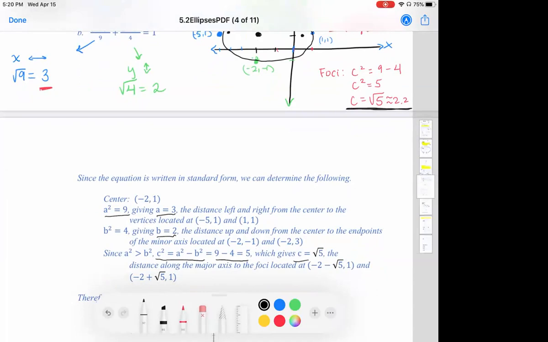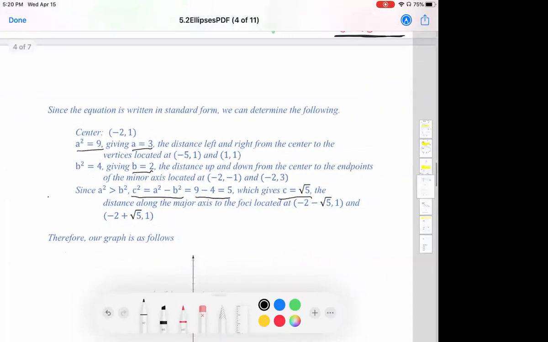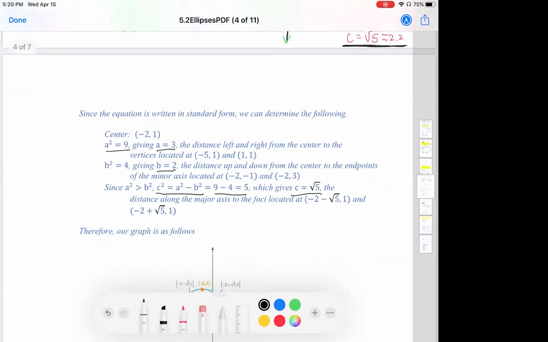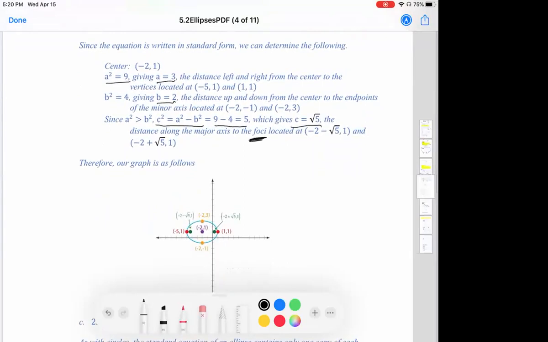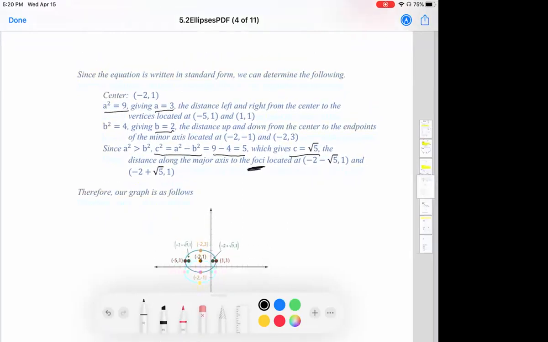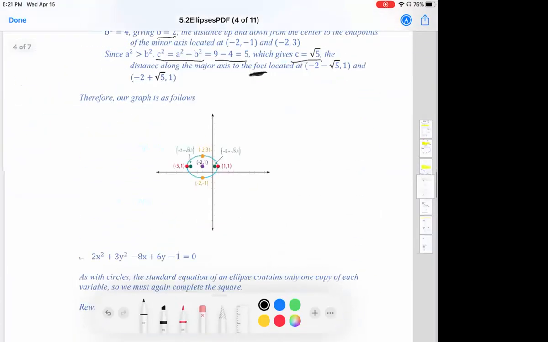C squared equals 5, therefore c is equal to square root of 5. So we have these other points along our major axis. This is called your focus. Your 2 focus points, plural focus is foci. So we have a focus point at -2 minus square root of 5, comma 1, and -2 plus square root of 5, comma 1. So we have this graph right here, which is a much prettier version than our picture that we have. But I mean, we know what we meant.